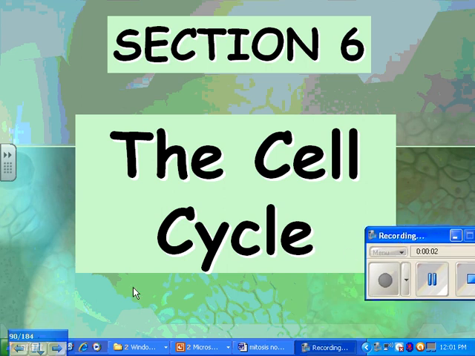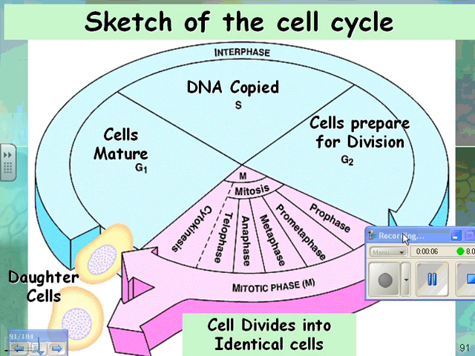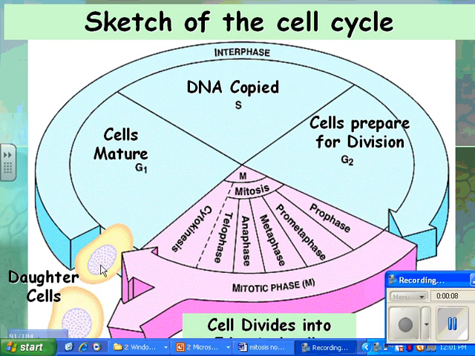Section 6, the cell cycle. So this is a sketch of the cell cycle, and this has to be memorized. So here's the story. This is pretty important.